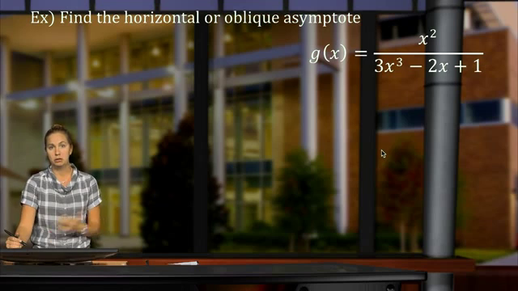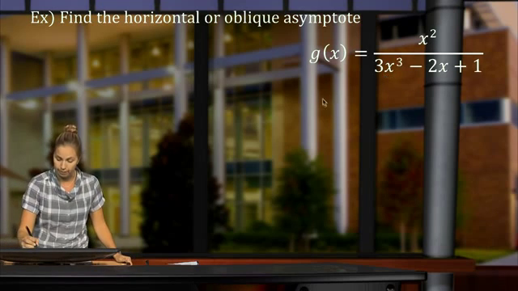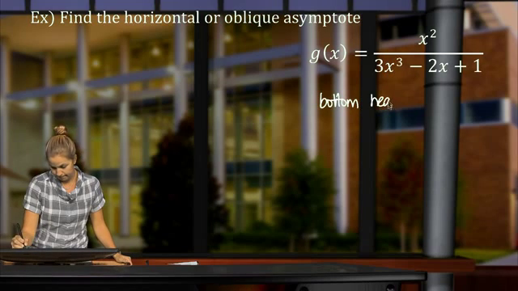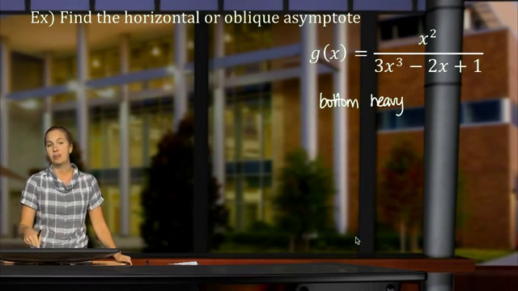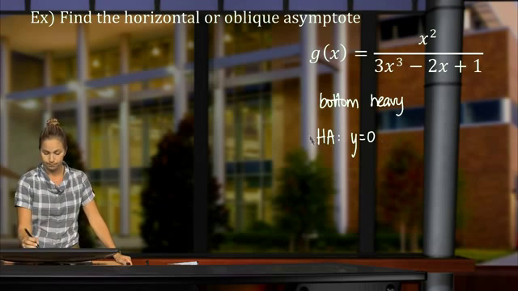Now, to determine horizontal and or oblique, let's look at our degrees. The degree in your numerator is 2. The degree in the denominator is 3, so this is bottom heavy. And anytime a function is bottom heavy, you know that your horizontal asymptote is at y equals 0.